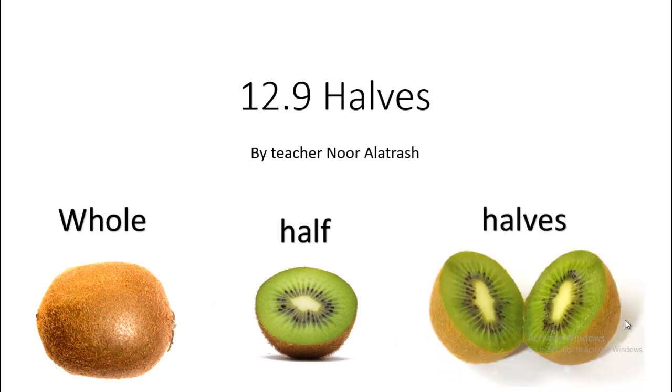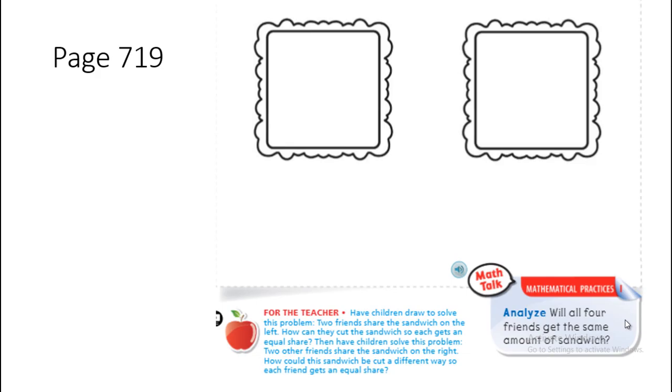Halves is the plural word of half. And the L is silent, but when you want to make it the plural, you turn the F into a V. Halves. So, when you cut a whole kiwi into two equal shares or two equal parts, you call them halves. Now open with me page number 719 and listen to the story.